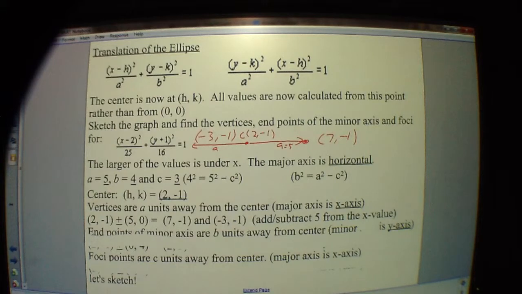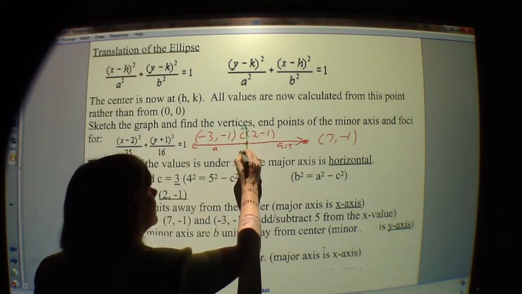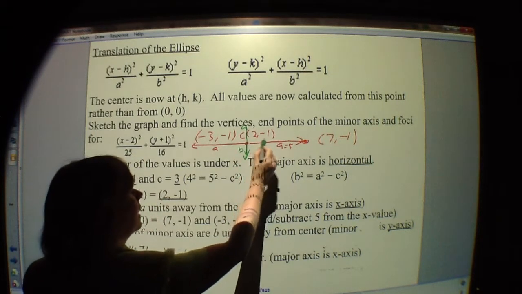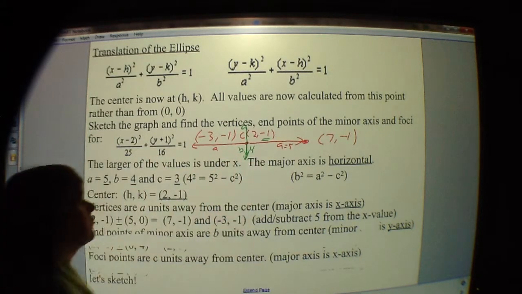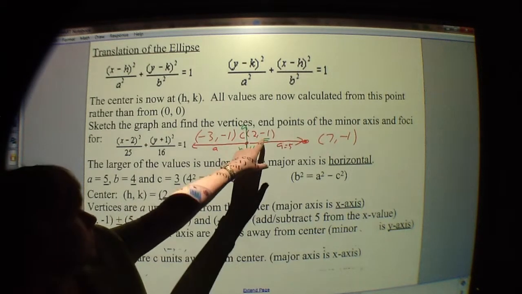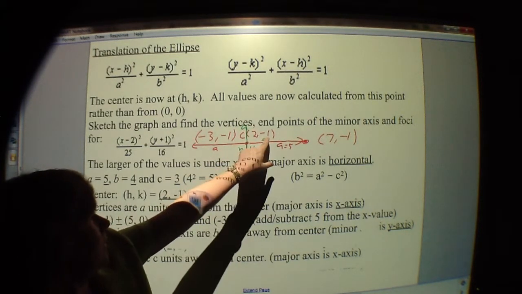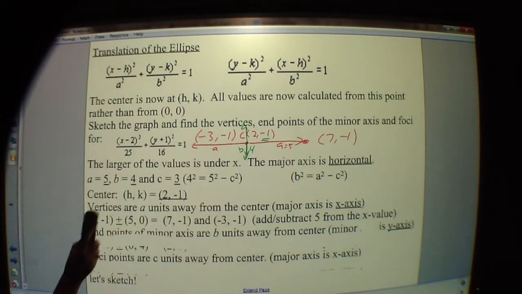Okay, I was going right and left, so that's the x. I'm adding and subtracting 5 to and from the x value. The minor axis is B away, so I'm going to go up and down. So B is this way. And that's with the y-axis going down and up. And B is 4. So if I go down 4, my y value is negative 5. If I go up 4, my y value is 3. So I'm at the points 2, 3, and 2, negative 5.